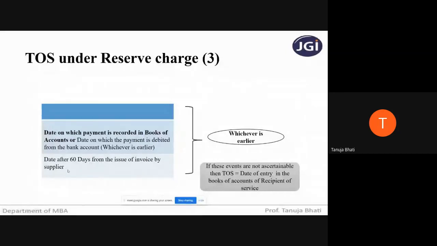So students, there is a slight difference between time of supply under reverse charge in case of goods and under reverse charge in case of services. In case of goods, we see the date after 30 days, and in case of services it is the date after 60 days, that is the 61st day. Suppose these events are not ascertainable, then the time of supply will be the date of entry in the books of accounts of the recipient of service.